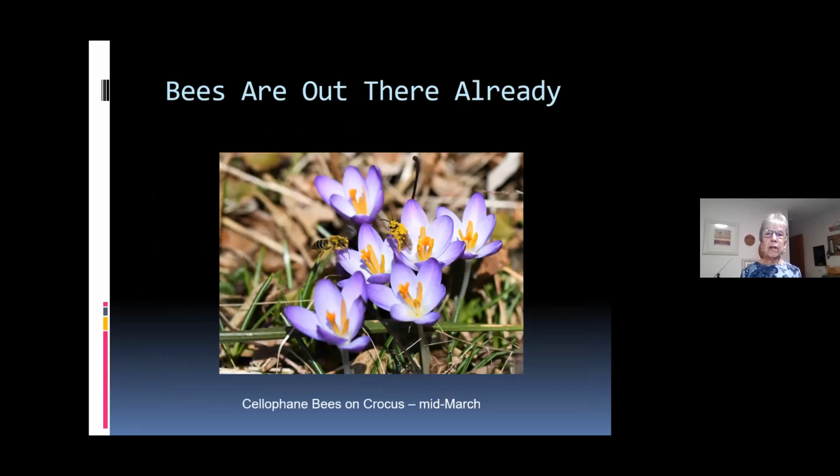And the bees are out there already. This picture was taken in mid-March, and those are cellophane bees on some crocuses. And people are always surprised when they know that they've got maybe little crocuses or some kind of little flowers in their yard, but they think, oh, it's too cold for the bees. No, if the flowers are there, there probably are bees. So go out and look and observe.